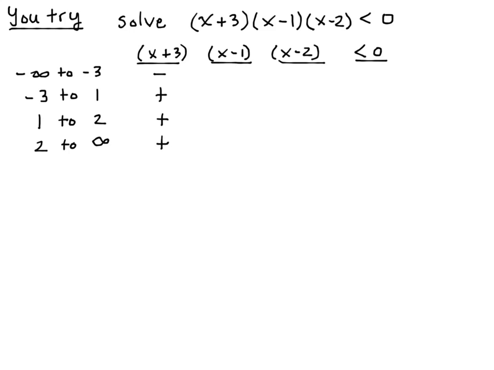So x plus 3 is negative when we're going from negative infinity to negative 3, but it's going to be positive outside of that. X minus 1 is going to be negative all the way up to when x equals 1, and then from 1 to infinity it's going to be positive. The x minus 2 is always going to be negative until we are greater than 2, and then it's going to be positive. So if we count up the negative signs we have a negative, positive, negative, positive. What we're looking for here are negative values because we want the expression to be less than 0. And so the first and the third intervals are the ones that are true.